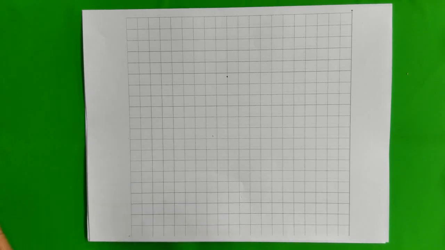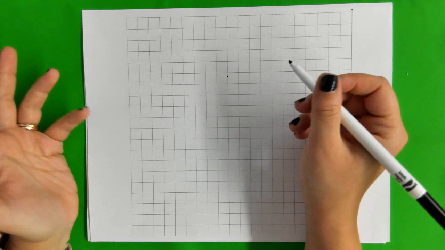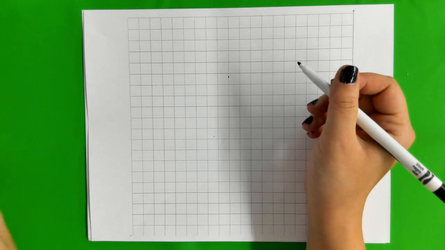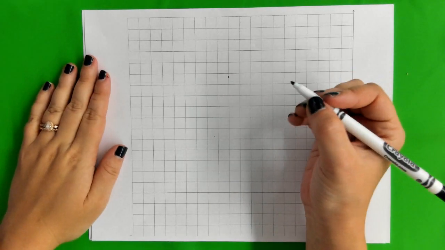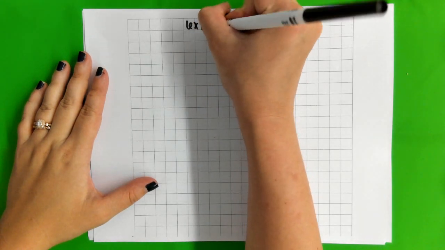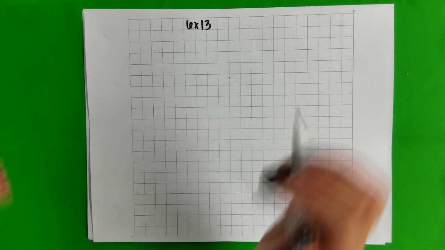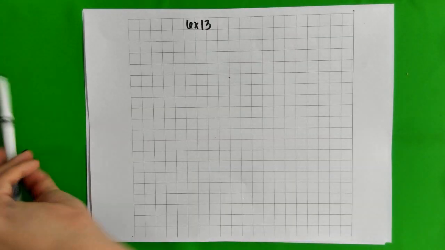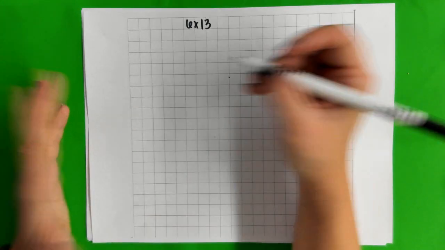Okay, we're going to multiply using the distributive property, and this is just saying that we can take the number that we are multiplying and kind of break it apart just to make it a little bit easier. So we're going to use the example 6 times 13. Well, I don't know what 6 times 13 is off the top of my head, but I do know that I can kind of draw it out on grid paper.